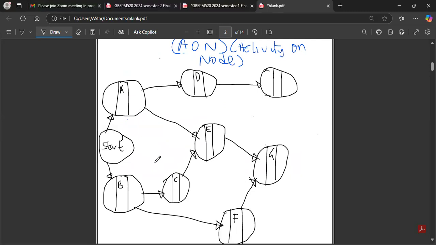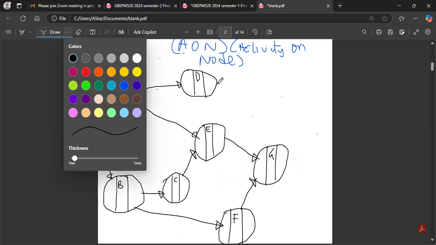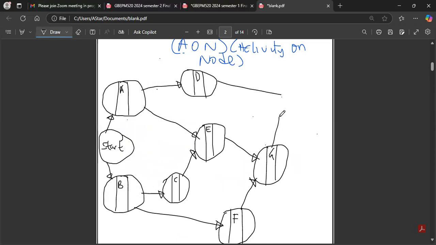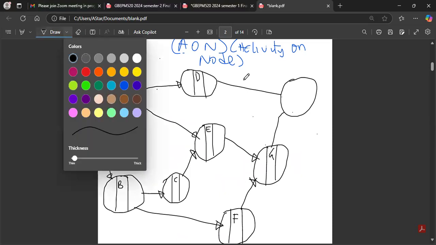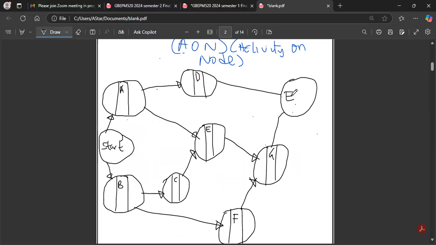Are you with me? Are you getting me? Yes. Then here you don't even have to put anything. You just say this one. We can even do it this way: this one and this one can be connected to end. So don't put anything here, just write end. Is that okay with you?